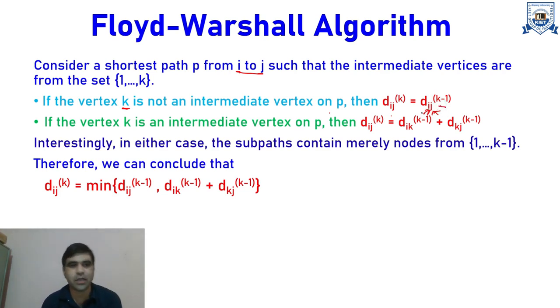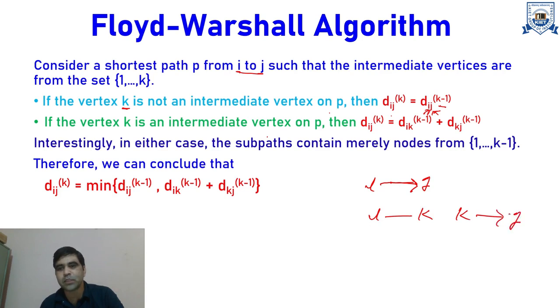we have visited earlier. If the vertex k is an intermediate vertex, then we'll find out the cost of this path. For example, if we have to go from i to some vertex j, and we are using k as an intermediate vertex, one path is the direct path, and another path is from i to k and then k to j. So this is the distance from i to k and then from k to j. These two distances we will find out.